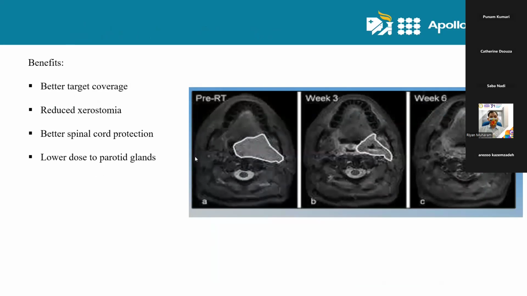The benefits are better target coverage, reduced xerostomia, that is dryness of the mouth, better spinal cord protection, and lower dose to the parotid gland. So with ART in head and neck cancer, you can see pre-RT, after 3 weeks of treatment, and after 6 weeks of treatment, the tumor size has reduced.